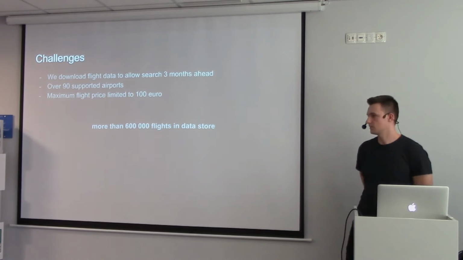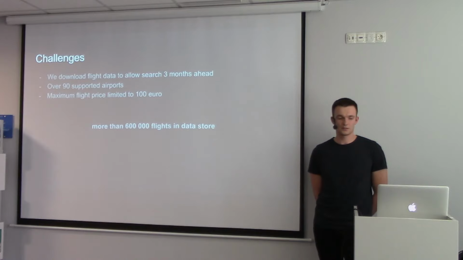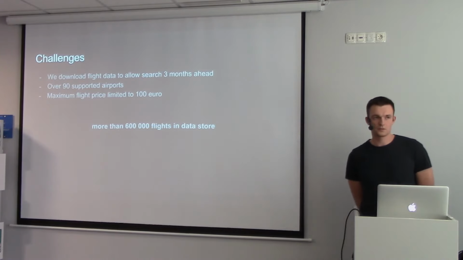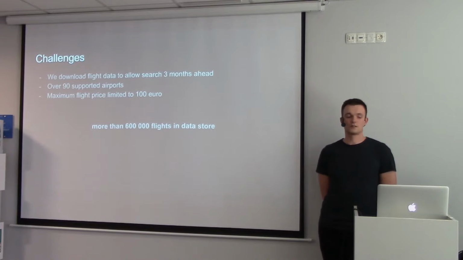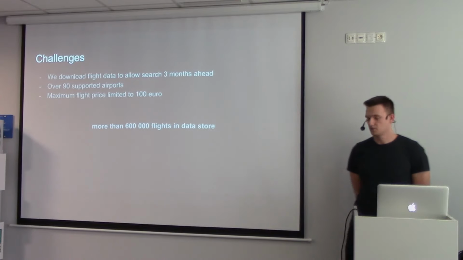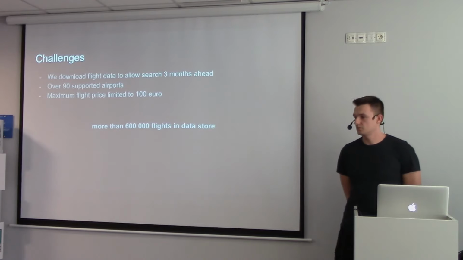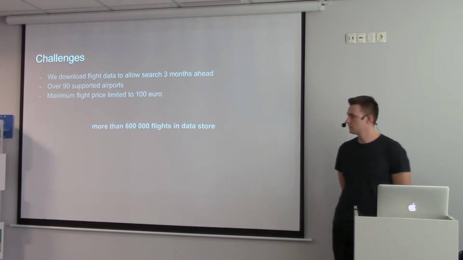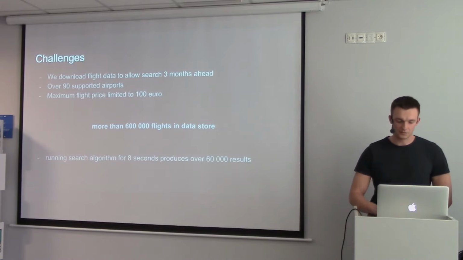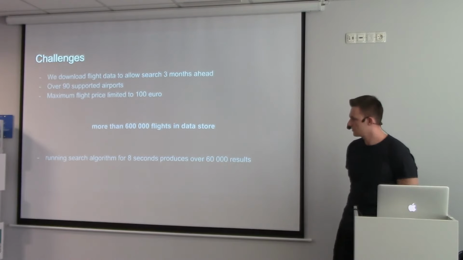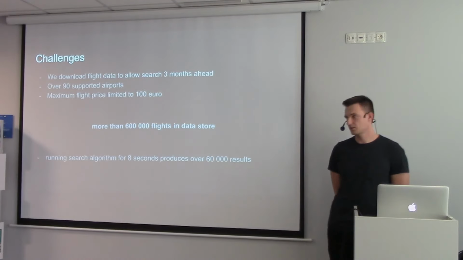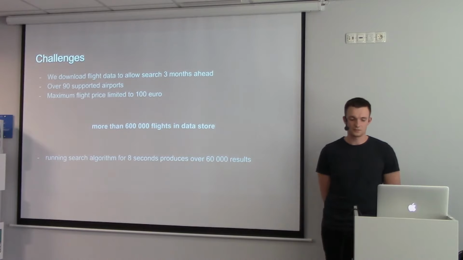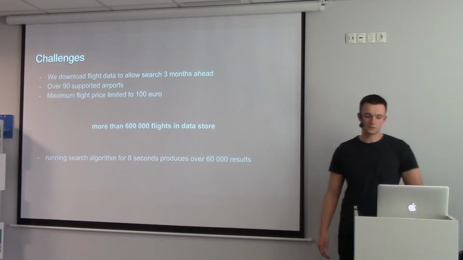We download data about the flight prices from our provider for 3 months ahead. We've got some kind of limit on HTTP requests, and we cannot do more. We support over 90 airports, and this gives us more than 500,000 flights in our data store. For example, running the current search algorithm for 8 seconds produces 60,000 results. So we cannot present such an amount of data to the client. We also need to choose the best ones.